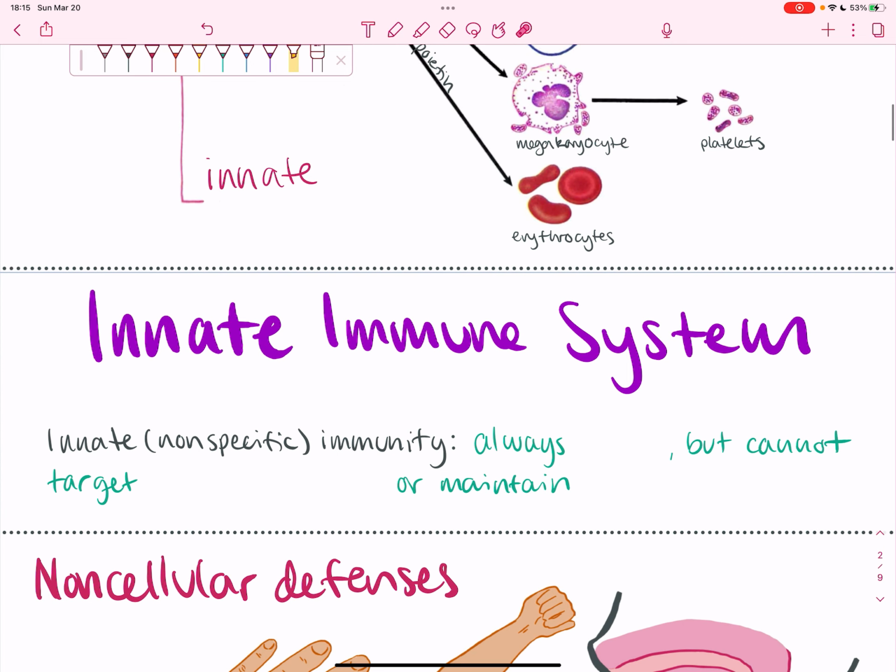So the innate immune system, we'll start here. Also called nonspecific immunity. The innate immune system is always active. So it's always doing stuff, it's always on the alert, but it can't target specific invaders. And it also can't maintain immunologic memory.